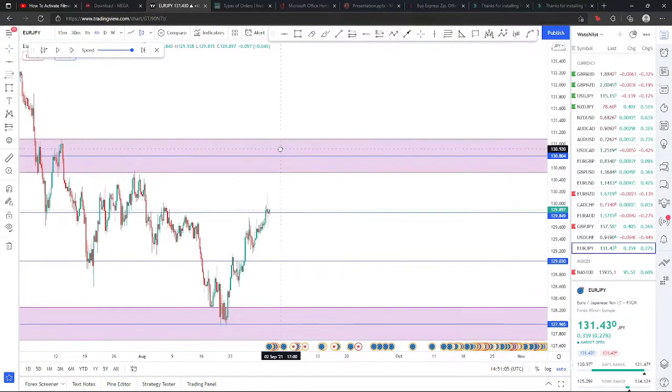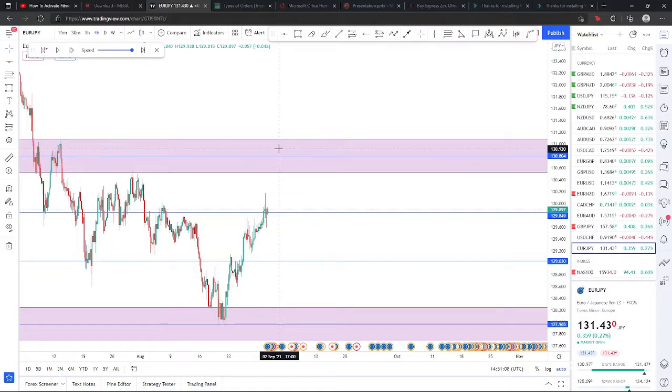If you're looking for a sell limit order, it's pretty much the opposite of a buy limit order. In this case, instead of looking for entry prices that are below the current price, you want to be looking for entry points that are above the current market price. As you can see, the current market price is here. So for a sell limit order, you want to be looking for prices to enter that are above it.